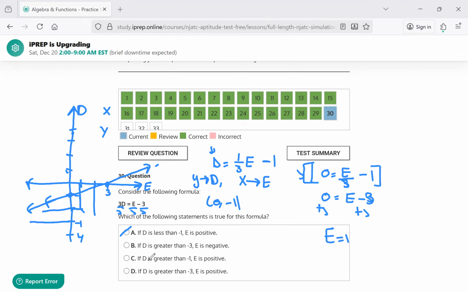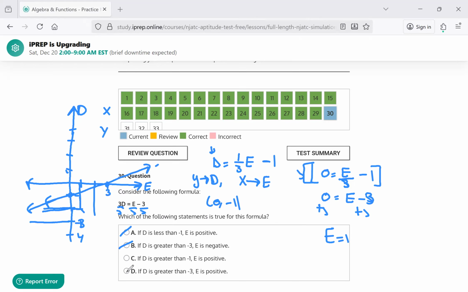What about B? If D is greater than -3, here's -3. If D is greater than -3, E is negative. No, that's not true. So if you do -2, it becomes negative. But if you go above, it starts to become positive. So it's not B. What about D?